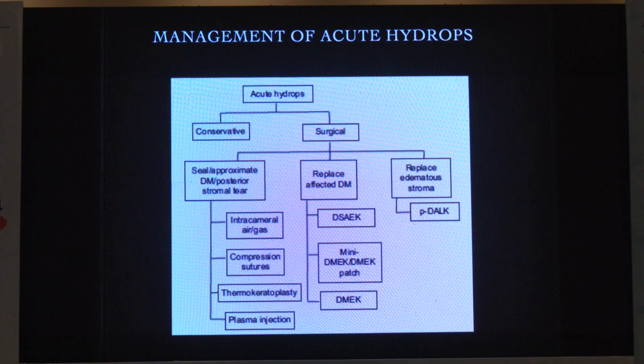So if you look at the flow chart of the patient, acute hydrops, earlier you used to find out that it was conservative management mainly, but as we are slowly moving towards better outcomes, we are resorting to the surgical treatment plans. First and very important is to seal or approximate the Descemet's membrane or posterior stromal tear by intracameral air or gas, by compression sutures or plasma injections. Now DSEK also some clinicians and surgeons have tried to do in these kind of patients. Mini DMEK also have worked in a lot of patients, and one very important is to replace the edematous stroma with pre-Descemetic tissue.